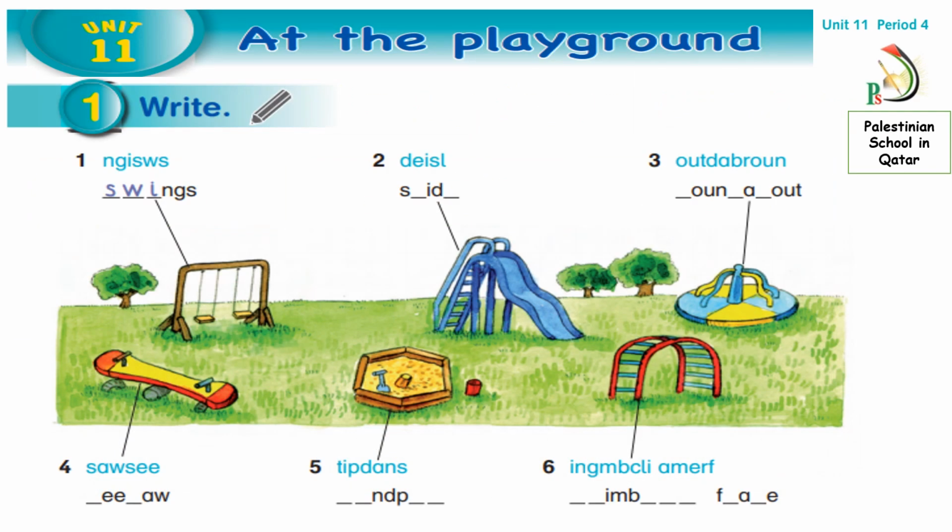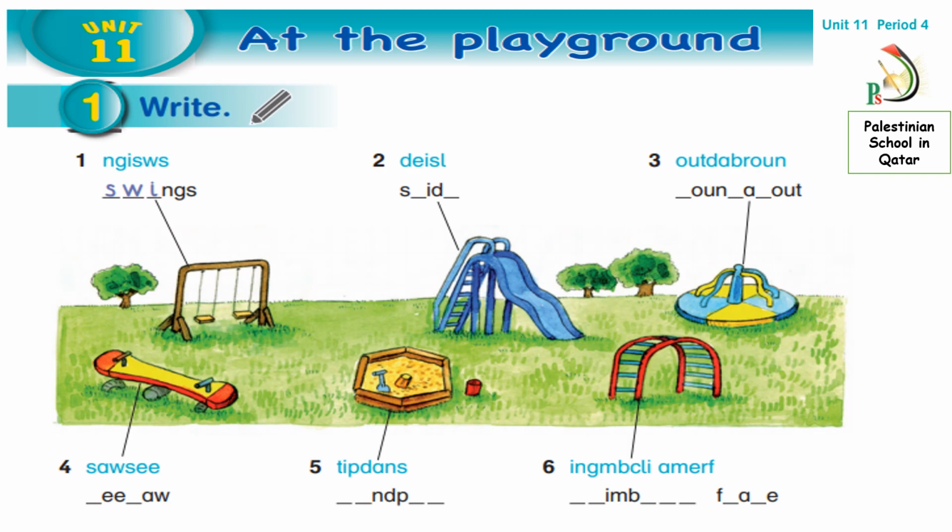Let's move to activity number 1. Write in period 4, Unit 11 at the playground. As you see here, these equipments at the playground. We have the swings, the slide, the roundabout, the climbing frame, the sand pit, and the seesaw, right?